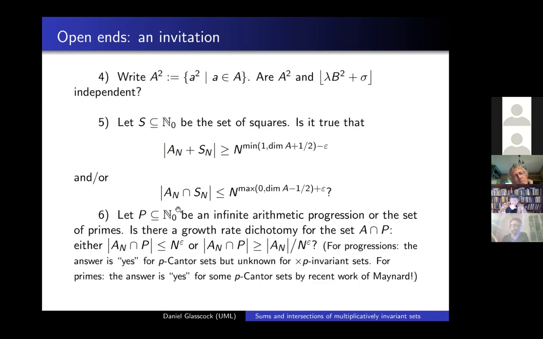For example, are the set of squares and a p-Cantor set disjoint? Are they transverse? Are they independent somehow? We don't know, and I think it's very interesting to ask questions of this form. This last question is of that form, and there's some recent work of Maynard that kind of says that maybe in some cases yes, but it's very difficult and very interesting.